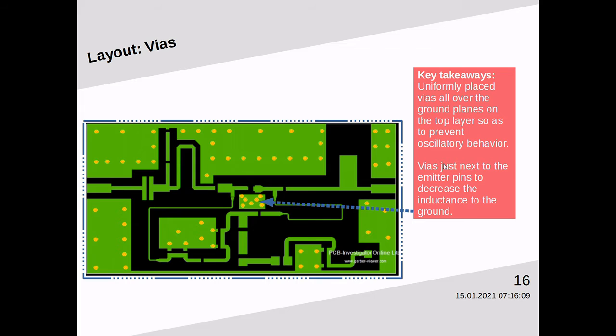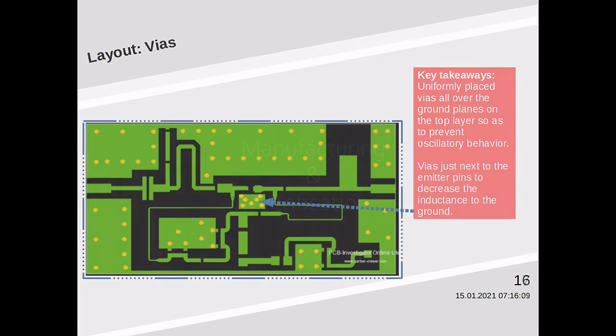They are critical in the amplifier design. Note the placement of the emitter vias. They are just next to the emitter pins so as to provide a low inductance path towards the ground. And finally, manufacturing and verification.